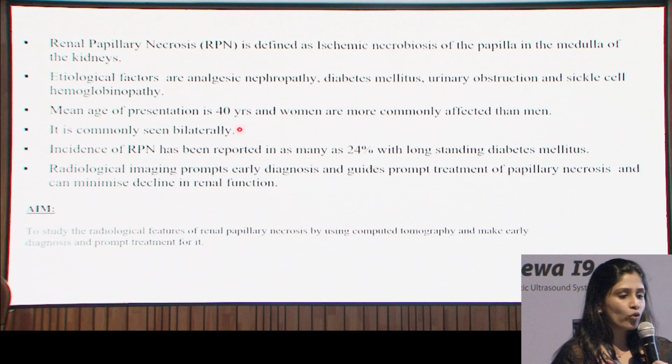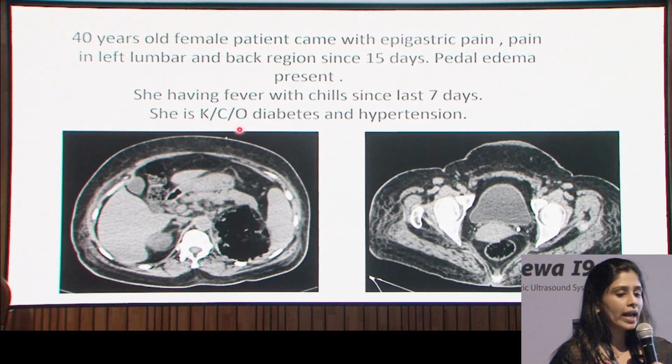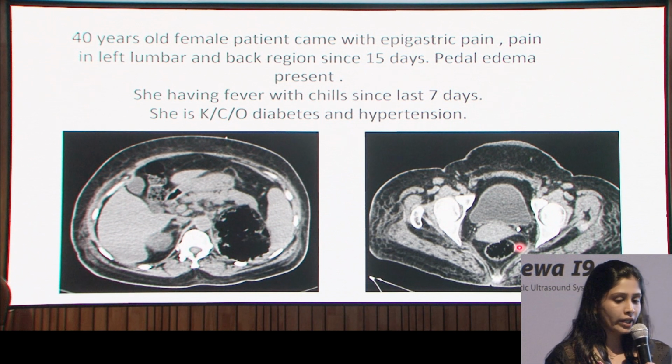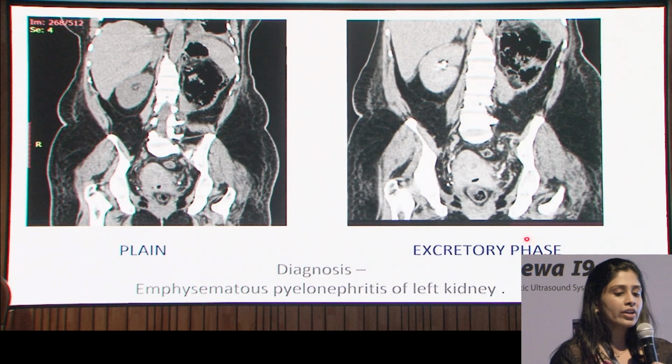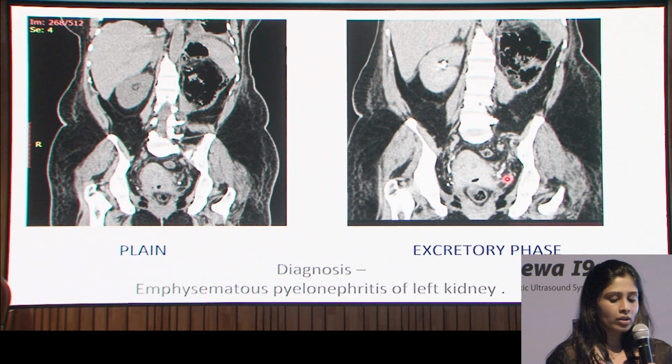Another case is a 40-year-old female with epigastric and left lumbar pain. She was having fever with chills, also a diabetic patient. With this gas in the renal fossa, why I had taken the case was there was a calculus which was suspected to be in the ureter. But on excretory urography, what we found was this calculus lying outside the ureter, showing that it was not a ureteric calculus, but rather a phlebolith. So diagnosis with excretory urography is of immense importance.